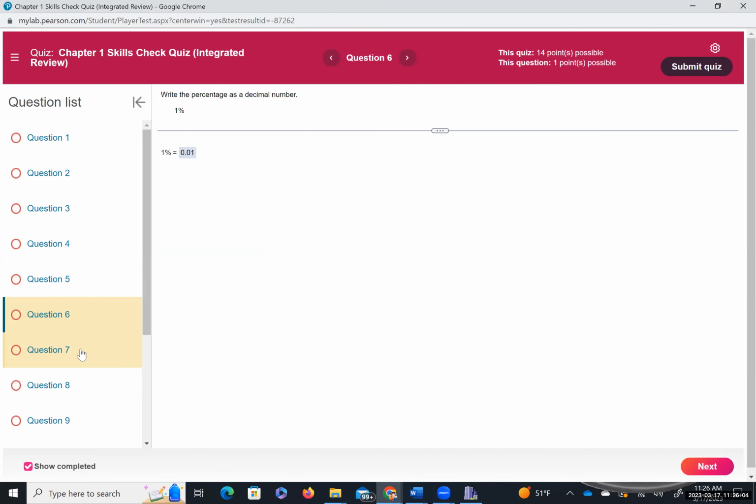Write the percent as a decimal number. Okay, so I have 1%, right? Keep in mind that if I say 1%, it's actually the same meaning as 1 divided by 100. And if you do 1 divided by 100 in the calculator, it's going to be 0.01. Okay.